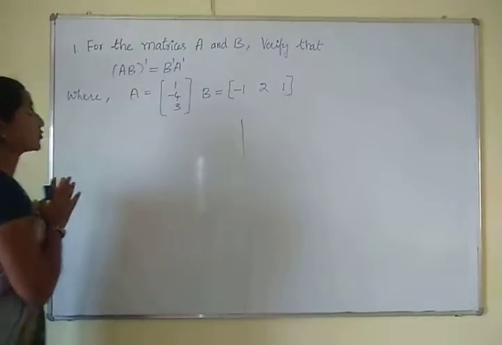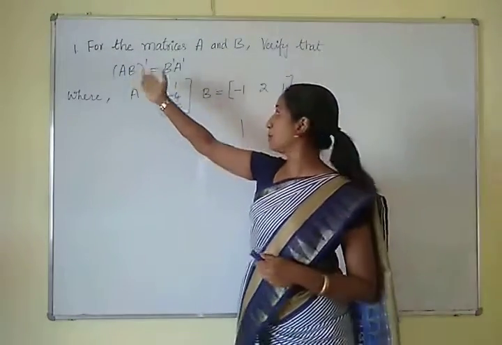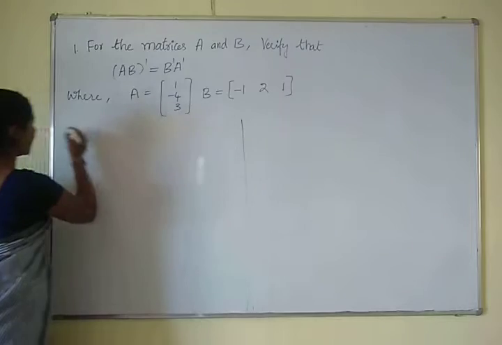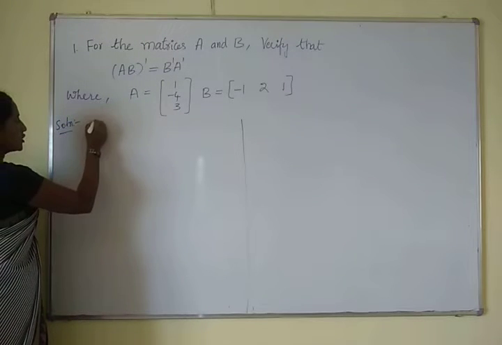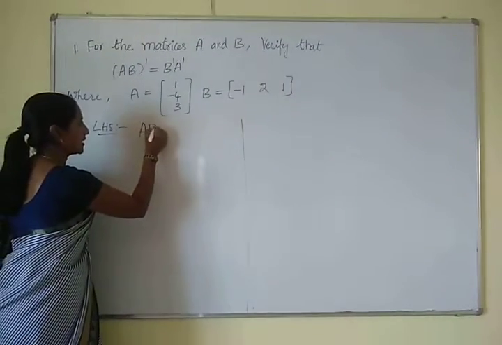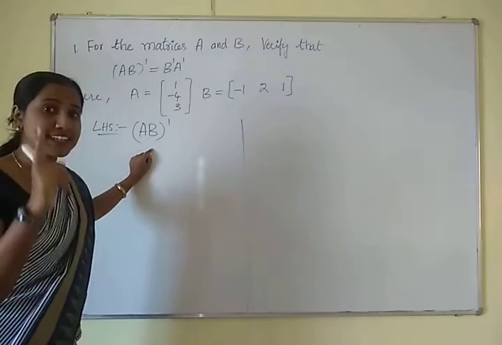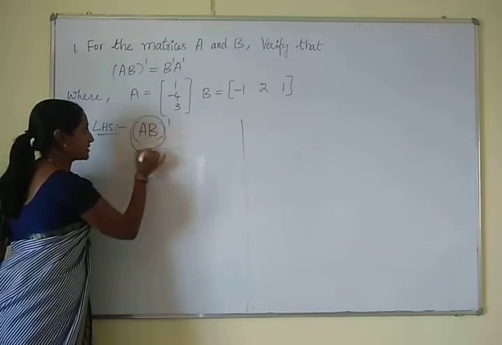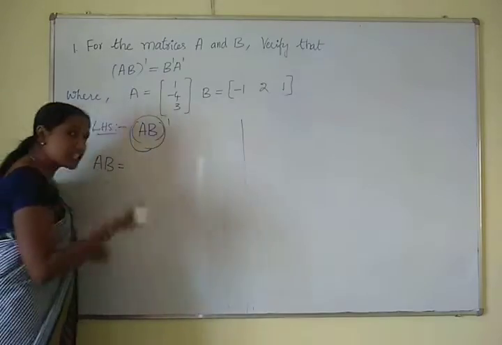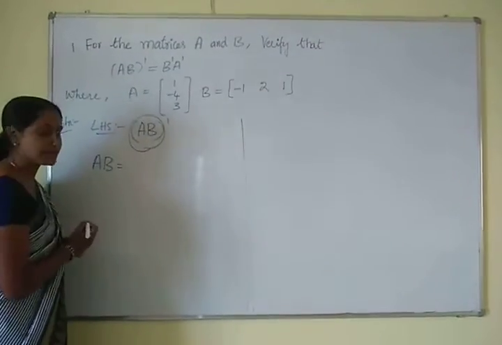Okay. So this is the question. So what are we supposed to do? We have to verify that (AB)' is equal to B' into A'. Okay. So let's get started by taking out our LHS part. So what is there on LHS? LHS is this, right? So (AB)'. Clear? Okay. To solve this, first let us solve the matrix for AB. After finding out what is AB, then we shall take a transpose of AB, so that we get the LHS part. Okay, so let's begin.